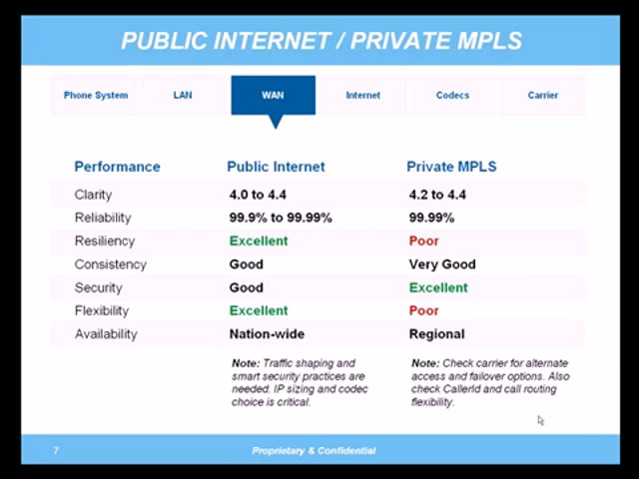Also, things to note: with public internet, you want to make sure you pay special attention to traffic shaping and smart security practices, and you want to pay attention to the sizing of your IP circuit and the codec choice. With private MPLS, you want to check and make sure that the carrier has alternate access and failover options, besides just failing over, taking your main number and forwarding it to a cell phone. That's not really resilience. Resilience is being able to operate at your normal capacity, even in a failover scenario. Also check if they have the ability to route caller ID and route calls to multiple locations, even if that location is separate or different from the one you're in.